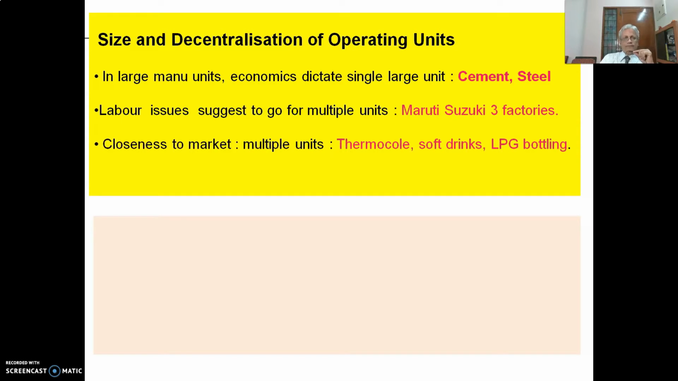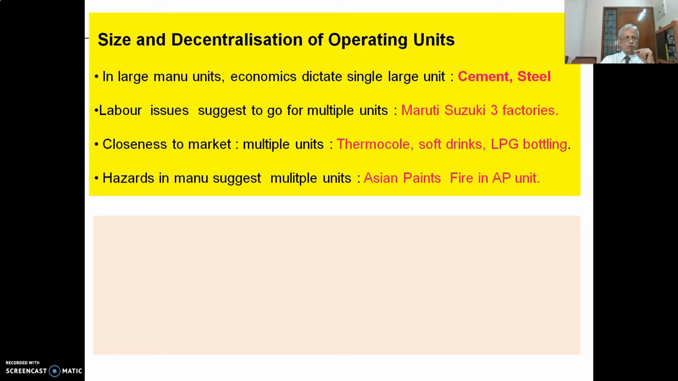The closeness to market again calls for multiple units. Suppose you take a thermocol unit or soft drinks manufacturing unit or an LPG bottling unit. Depending upon the characteristics of the product, we may have to return the empty bottles or the LPG cylinders back to the plant. Obviously, you have to put up multiple units to control the cost.